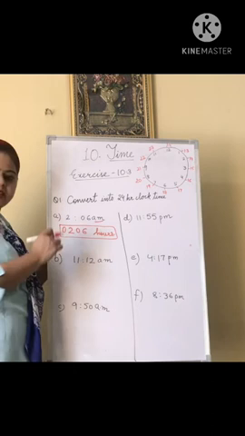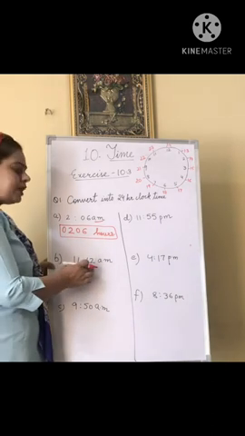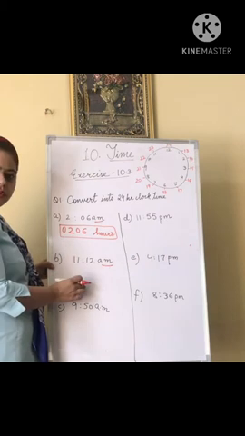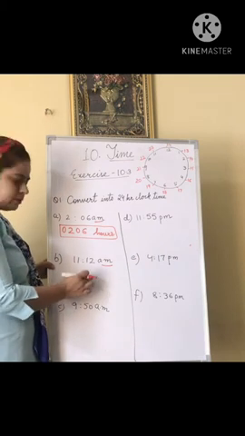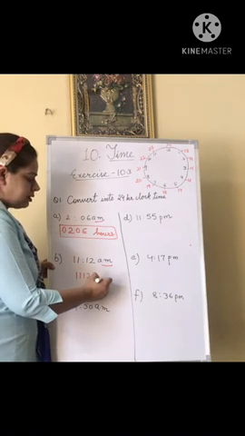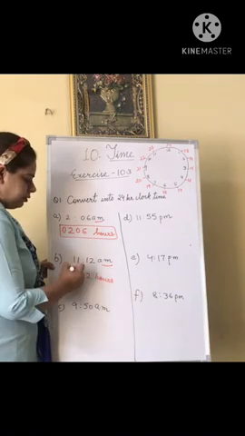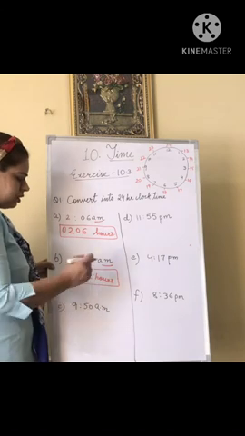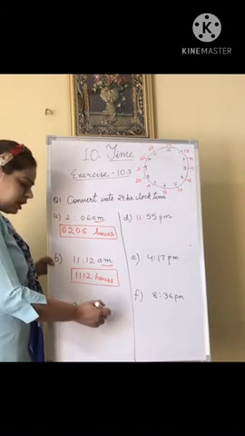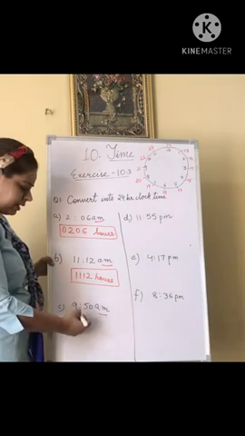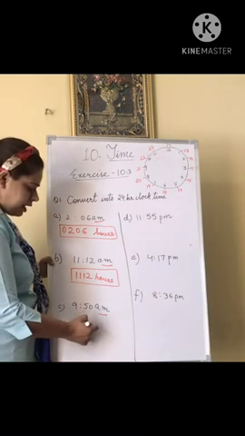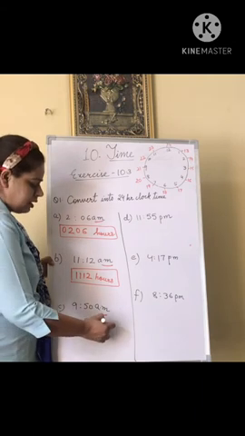Let's see the next example. It's 11:12 am. Again am is given to you. It means no need to convert, just write it as it is. बस इसको as it is लिख दो. 11:12 hours. Yes. Now next is 9:50 am. Again am is given to you. So just write it as it is. 9 को you can write it as 09:50 hours.